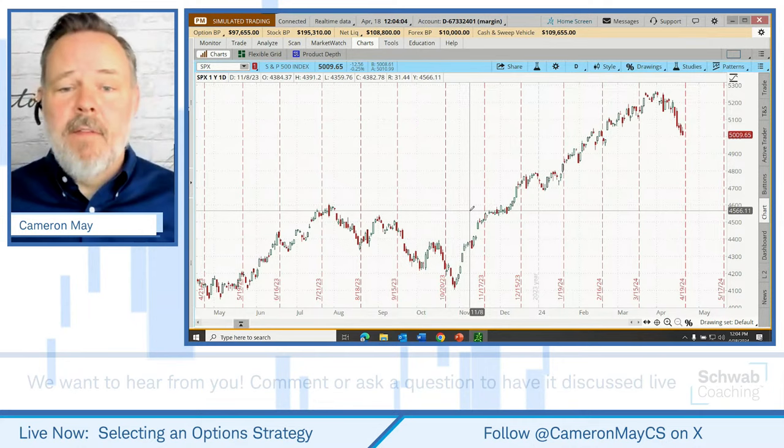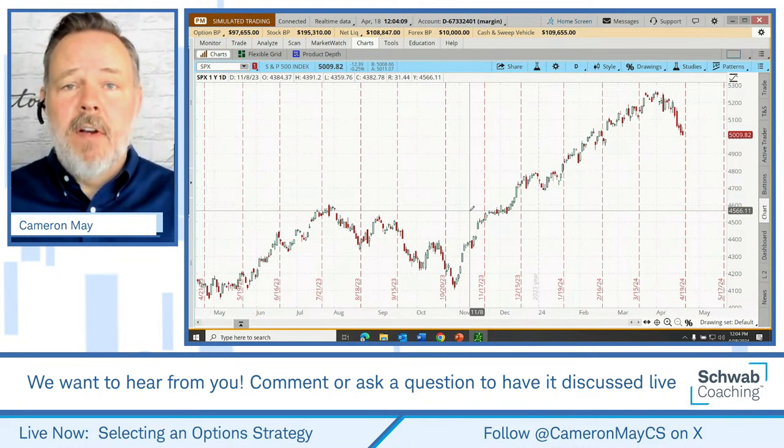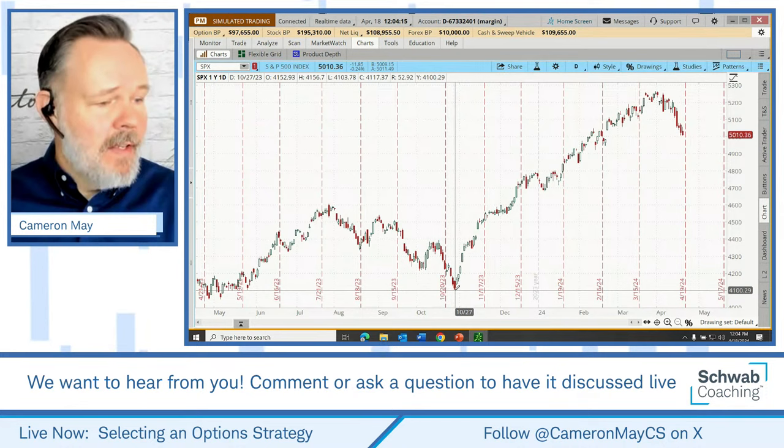But let's take a quick peek at what's going on with the S&P 500. I don't intend to spend a lot of time on this, but it has been a nice run stretching back here to late October of last year.